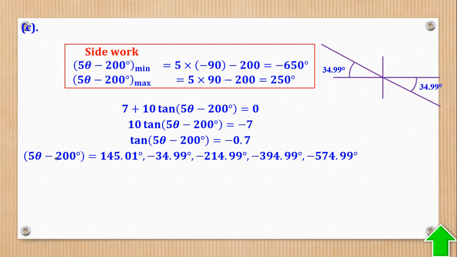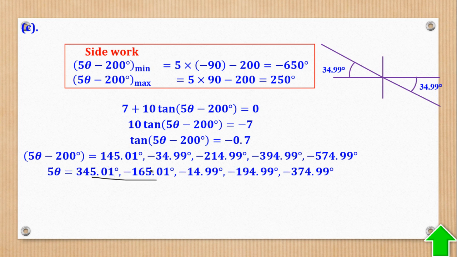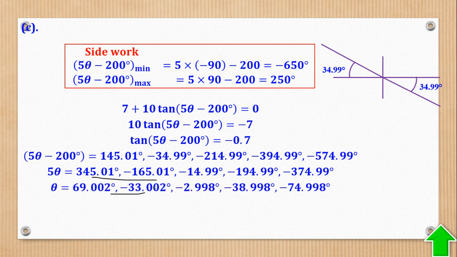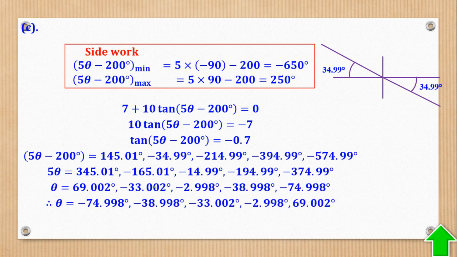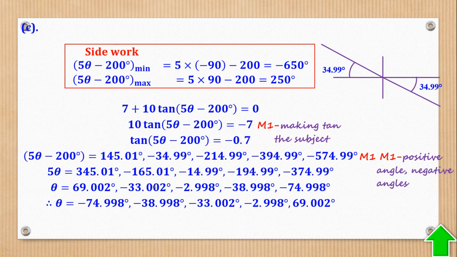So now you have to make theta the subject. First is to add 200 to each angle to come up with that. Then divide throughout by 5 to get that. Then you arrange in ascending order. And that's what they wanted. Okay. So here it was supposed to be 4. You change it, it should be 4. And that is it.